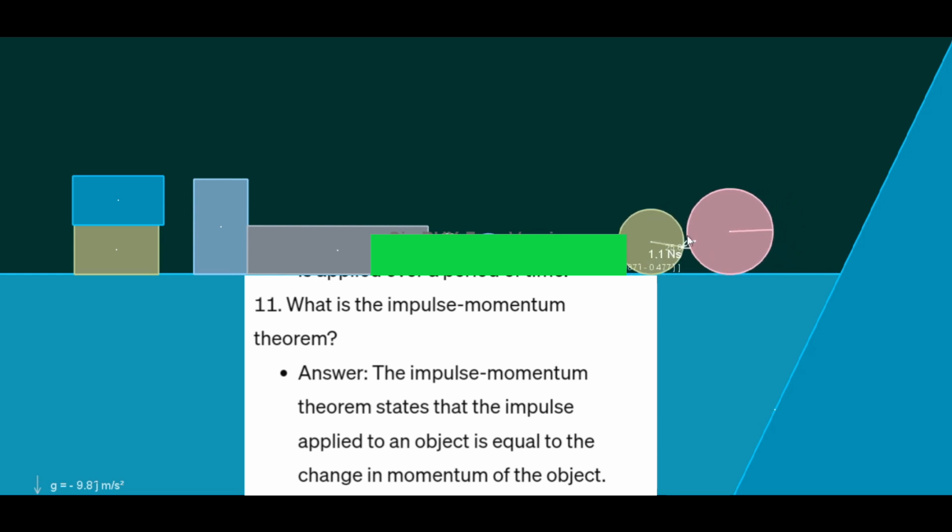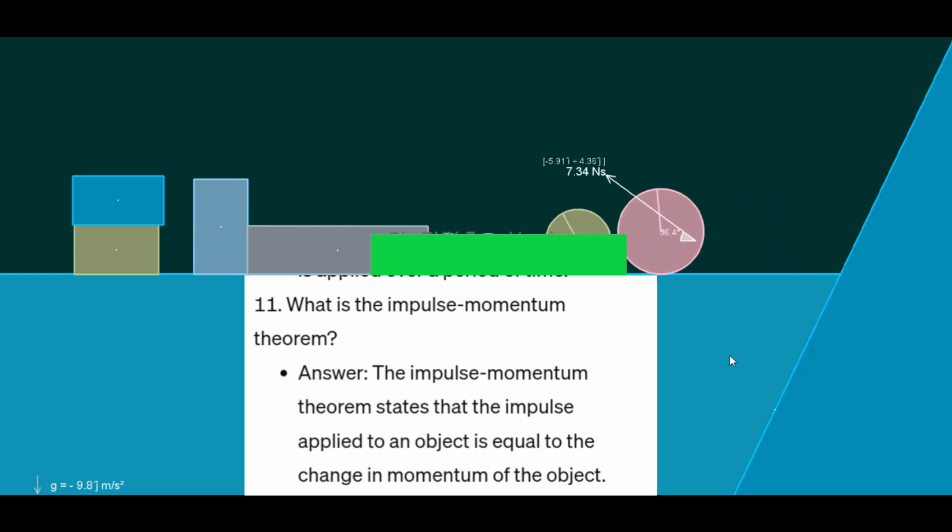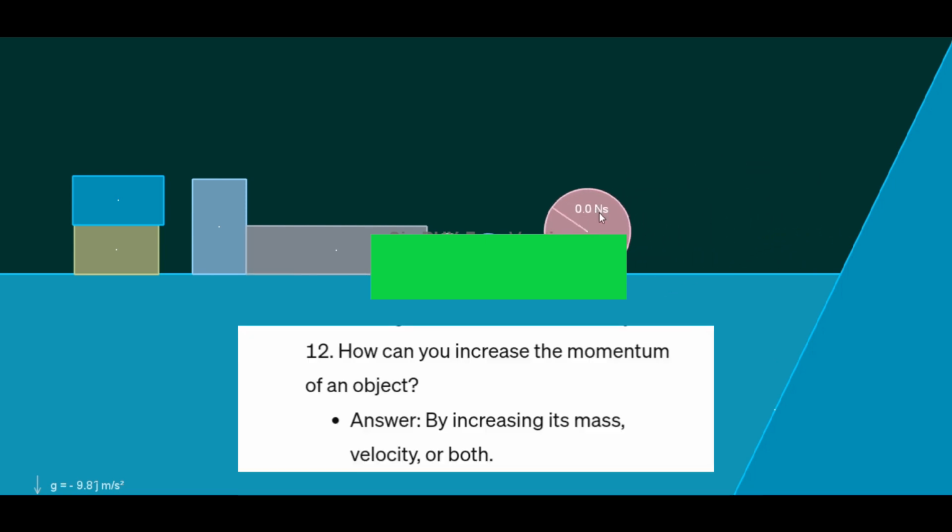What is the impulse-momentum theorem? Answer: the impulse-momentum theorem states that the impulse applied to an object is equal to the change in momentum of the object. How can you increase the momentum of an object? Answer: by increasing its mass, velocity, or both.